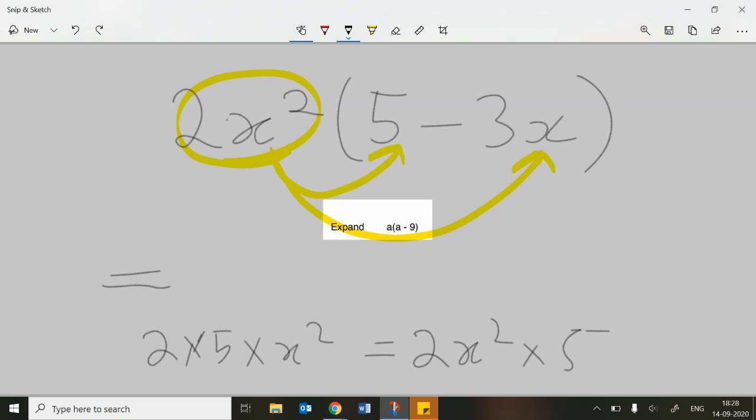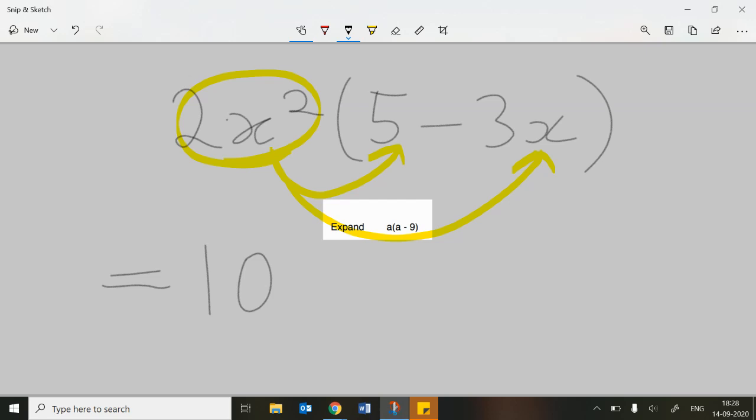So I can do the 2 times 5, which is 10. And then x squared, well, there's no x there, so we'll just leave that as x squared. For the next one, when we times the thing on the outside by 3x, I can automatically put in my minus sign. So 2 times 3 is 6, and x squared times x, well, I can combine that, that's x cubed.